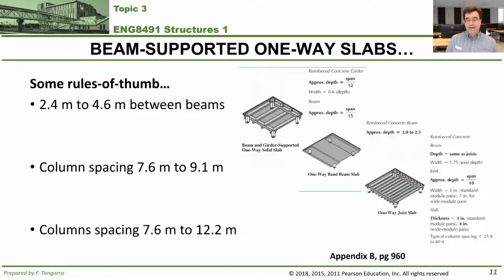Okay? And then for this one-way joist slab that you can see here, the column spacing can go from 7.6 to 12.2 meters. Okay? And that's because with the addition of all these extra joists, it makes the floor stiffer and it can be wider and bigger.